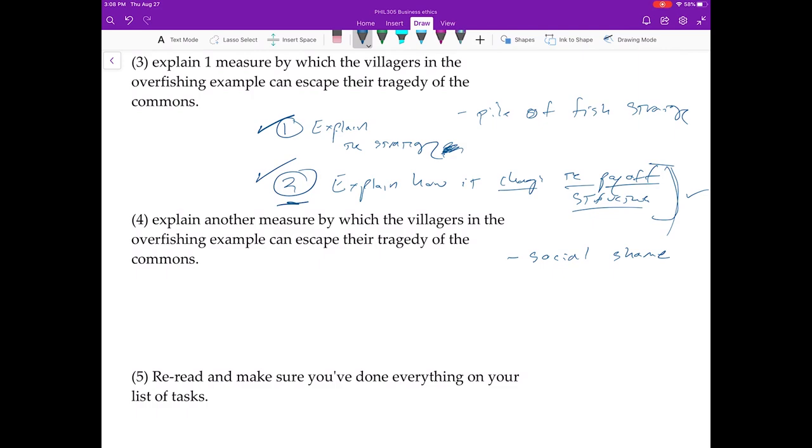Because you might have just remembered, oh, we could put our fish into a big pile and sell it. And I'm like, yeah, that would work, but do you know why that works, right? You've got to show the reader that you know why that works.